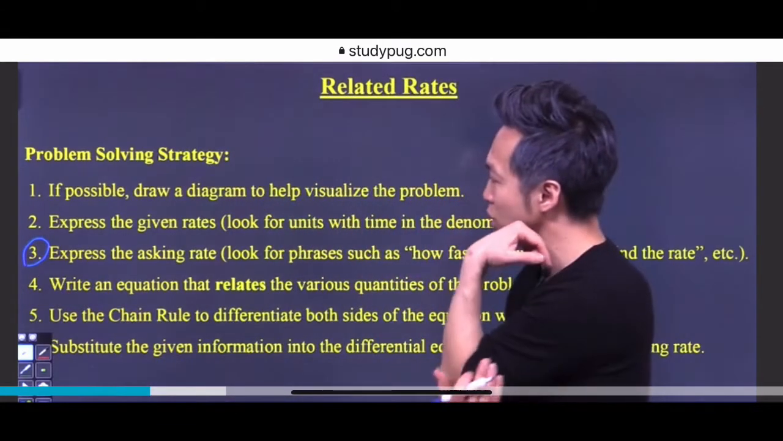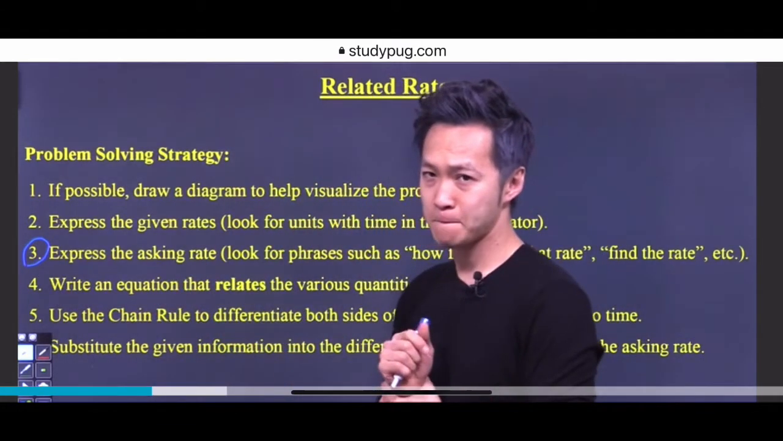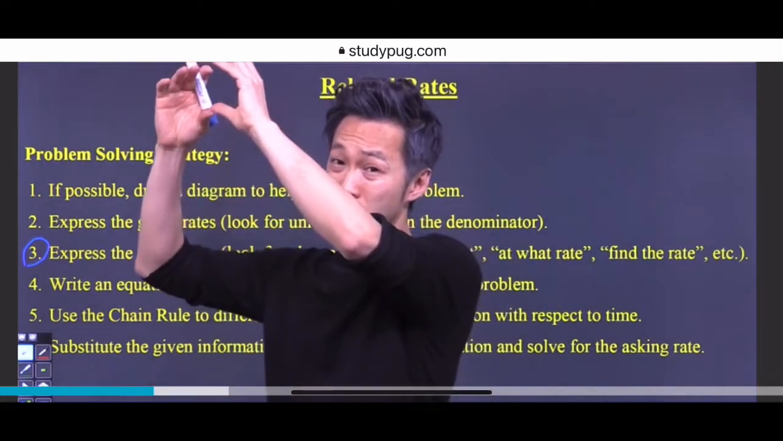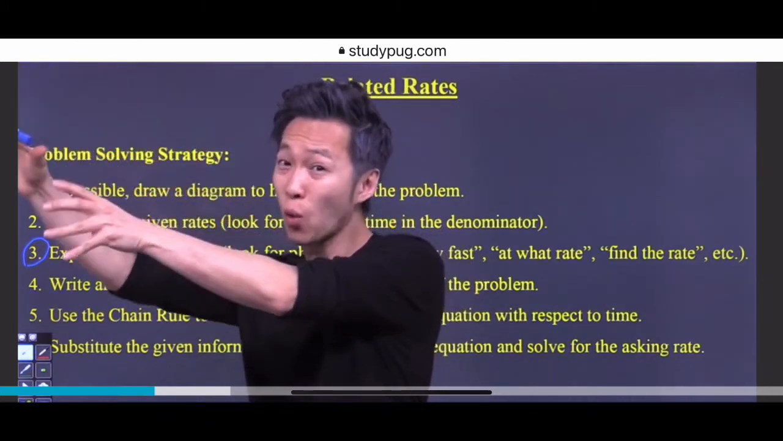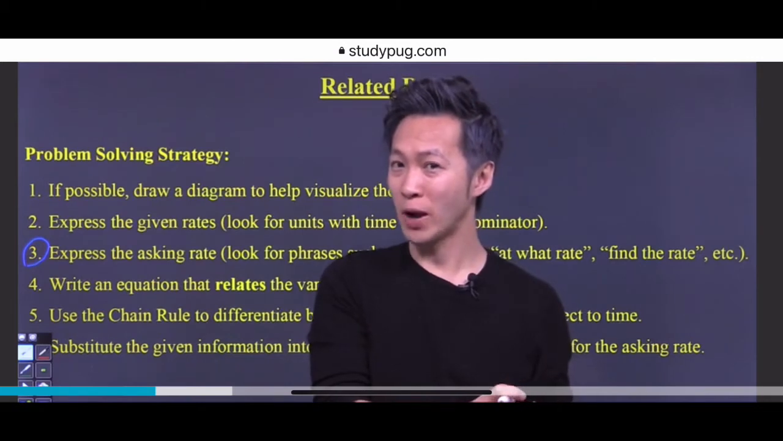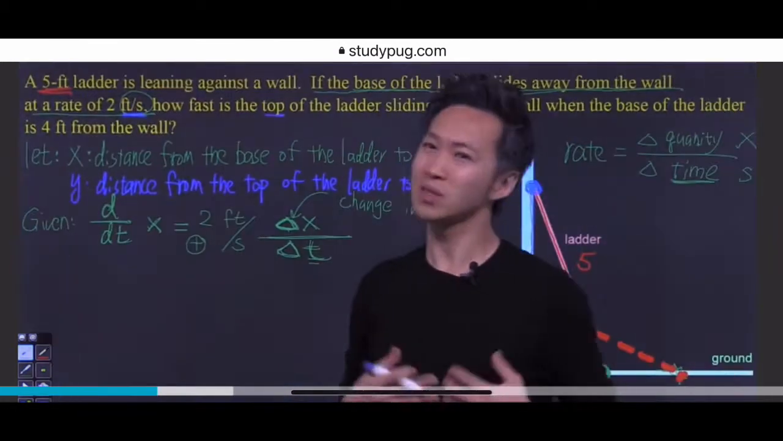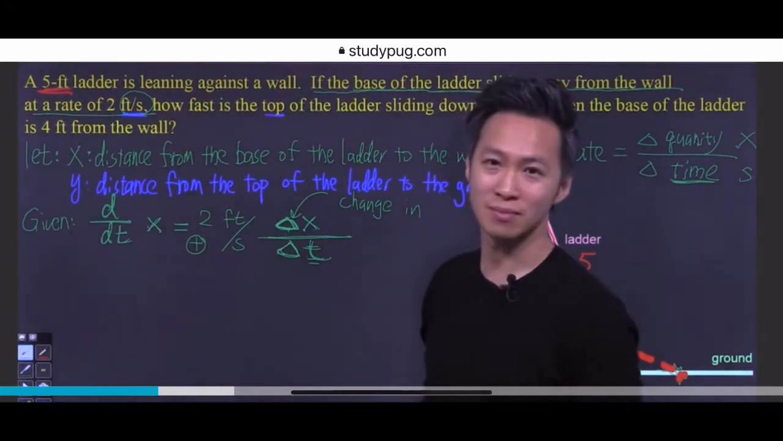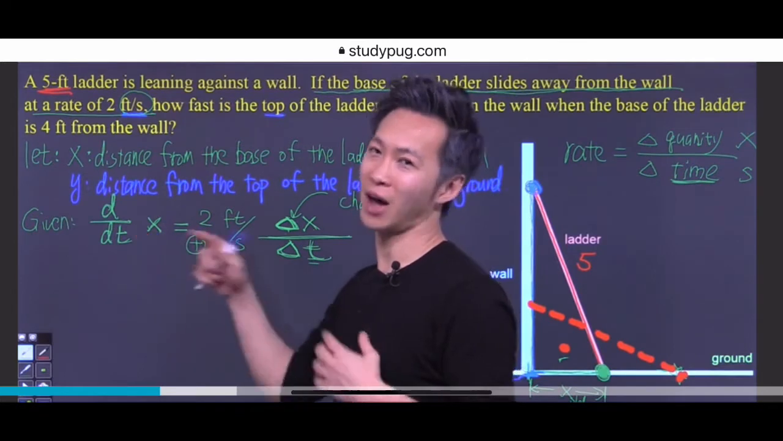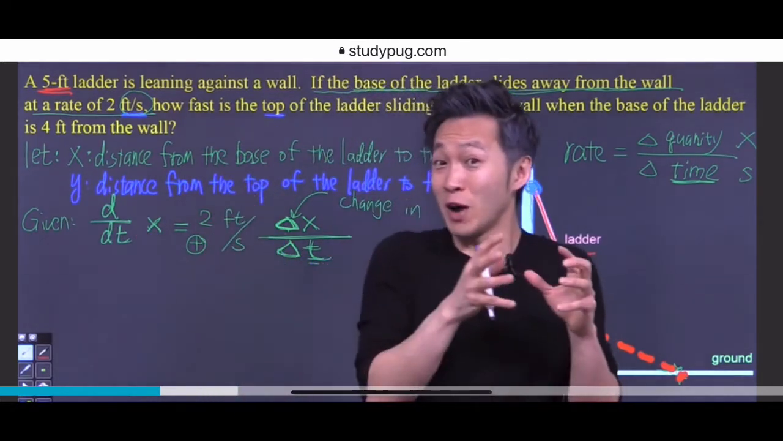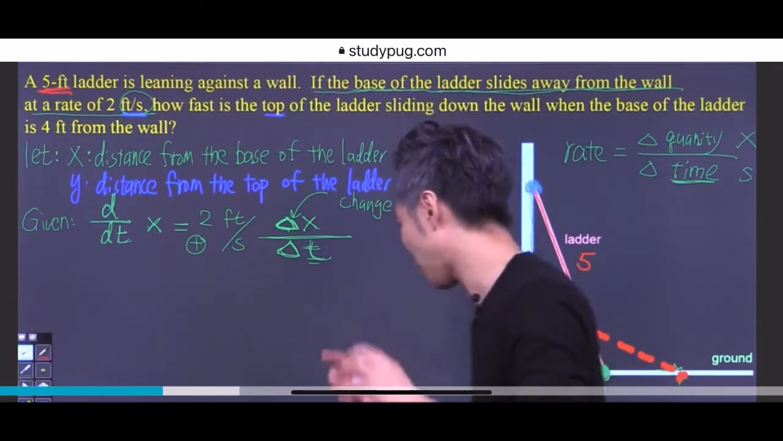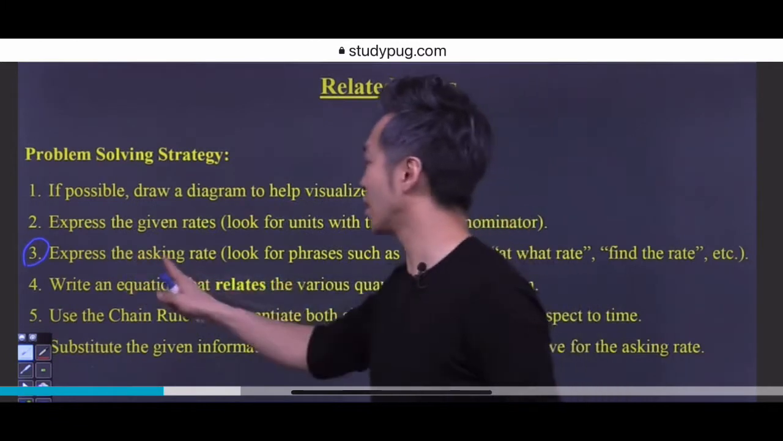In the third step, we now want to express the asking rate. So in a related rate question, the question always gives us the rate of one quantity and asks us to find the rate of another quantity. So for this question, what's given? The rate of x, right? Now, the question is going to ask us to find the rate of another quantity. So we have to identify that. So let's identify the asking rate.